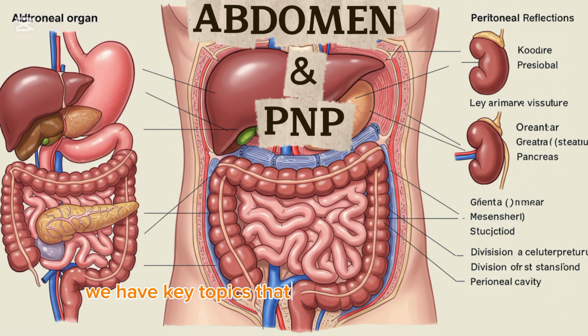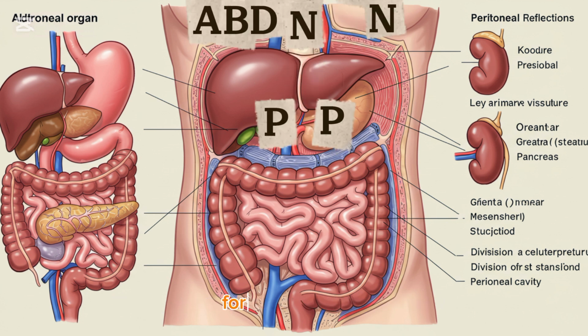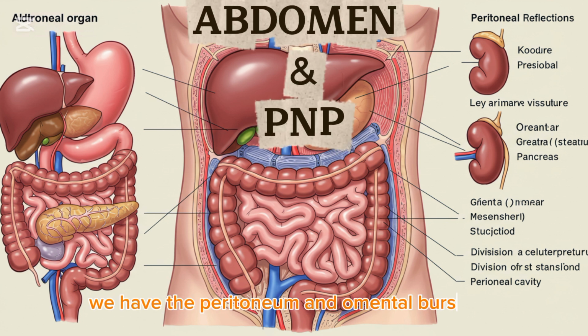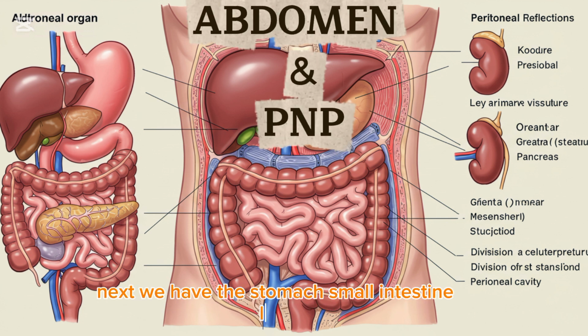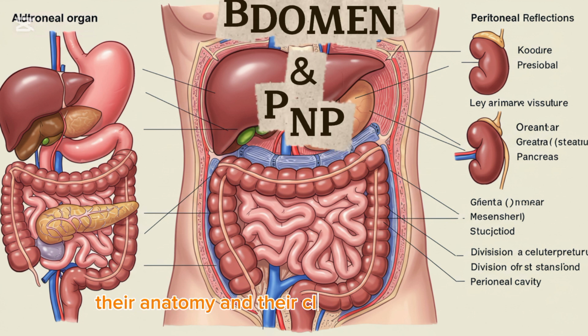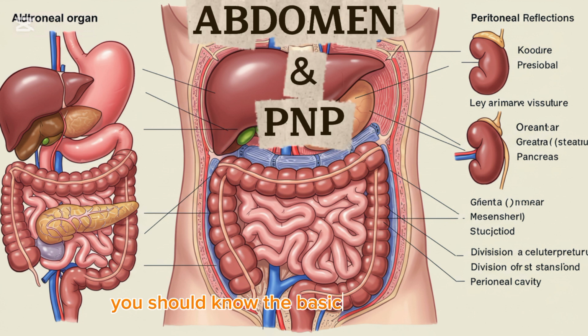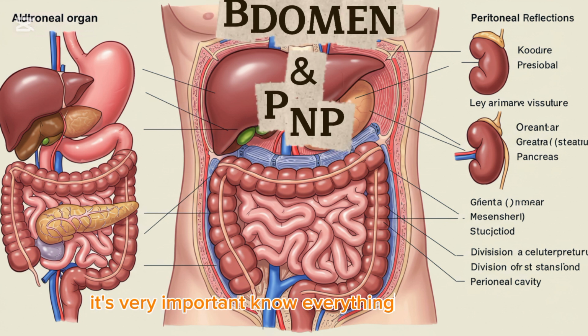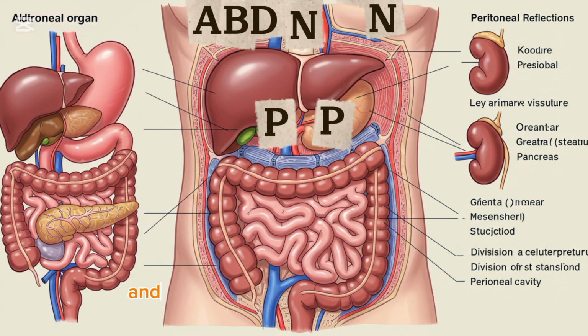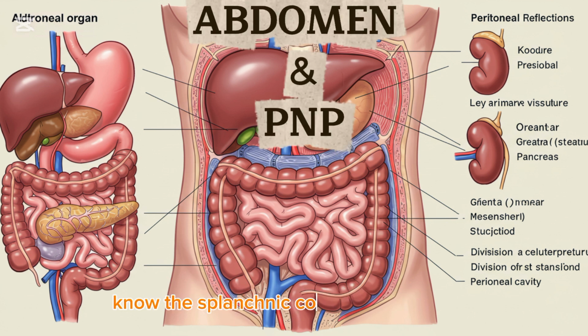For the abdomen, key topics include the inguinal canal and hernia. The hernia is the clinical correlation for this canal. We have the peritoneum and omental fossa. Next, we have the stomach, small intestine, liver, pancreas, and spleen. Know all these organs, their anatomy, and their clinical correlation too. Under pelvic organs, you should know the basics of the bladder, uterus, rectum, and prostate gland. Now, the abdominal aorta is very important. Know everything about it. Read about it also. And the portal vein and portosystemic anastomosis. Know the spermatic cord and contents.